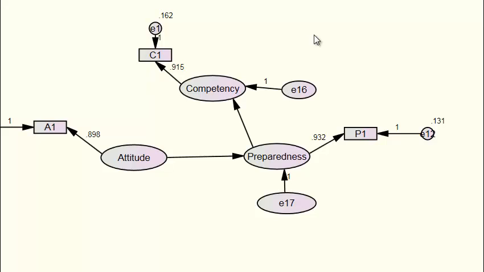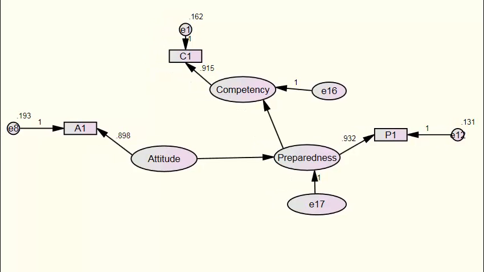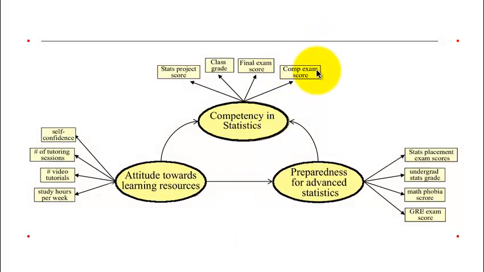The last thing we have to do is figure out the average for each set of the items that load onto the construct. We're going to take all the items that load onto a construct, add them all up, and divide by 4. Let me show you how that's going to work real quick. We're going to add up these 4 items and divide by 4. That's going to be the average for competency. We're going to add these 4 up, divide by 4. That's going to give us the average for attitude. Same thing for preparedness. We're going to add these up, divide by 4.